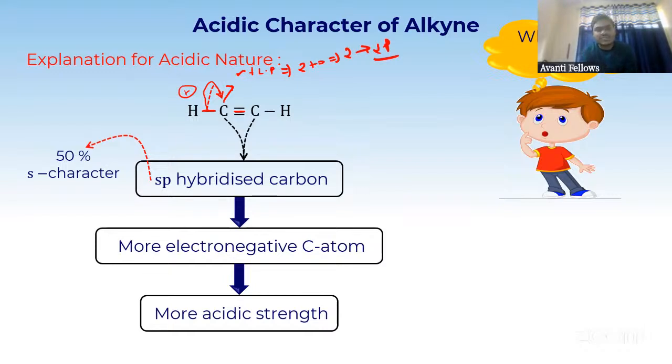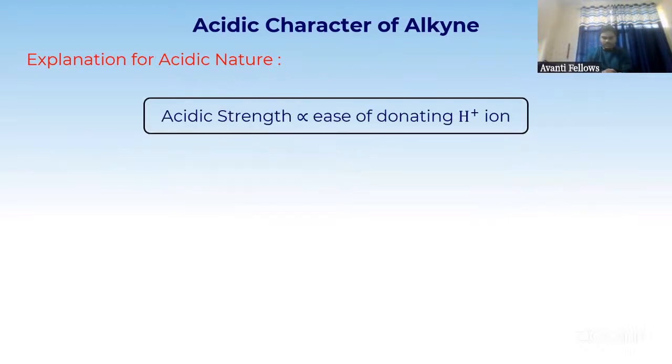So similarly in case of ethyne, because in ethyne carbon has s character 50%. Due to this they are much more electronegative, and due to more electronegativity they tend to shift the electron towards itself, and H plus is easily released, right? So we can say that acidic strength is directly proportional to ease of donating H plus ion.